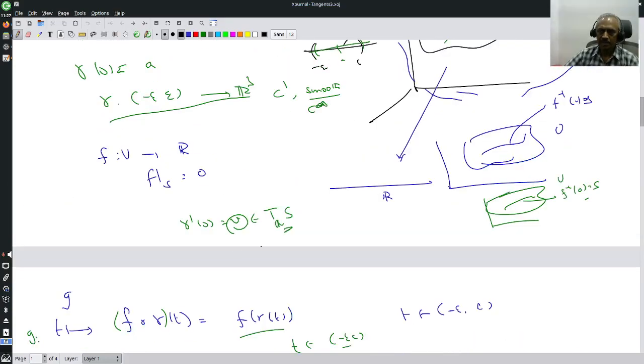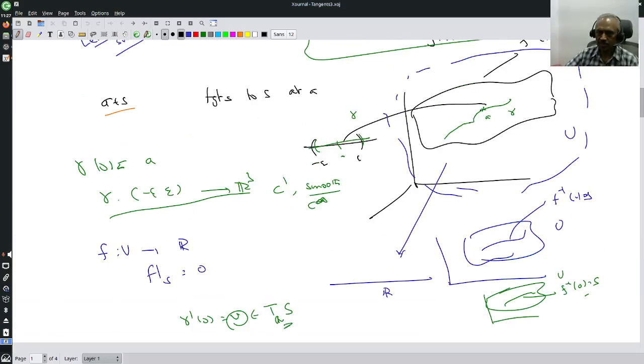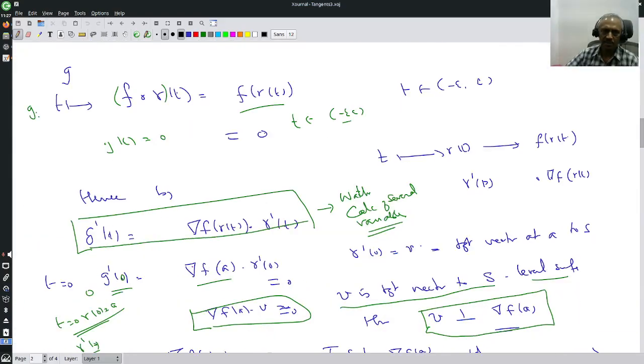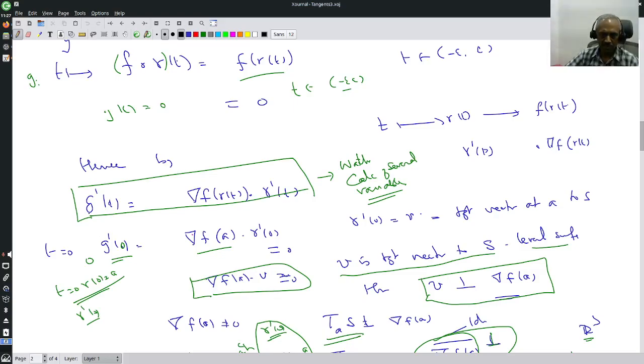Let us look at this: gamma of t lies completely on the surface. Therefore when I compose it with F, which is 0 on the surface, F of gamma of t will be 0 all the time. C is 0 here. Therefore my function g, which is F composite gamma, is 0 for all t. Therefore the derivative of this constant function must be 0. But what is the derivative? The derivative g prime of t is the gradient of F at gamma of t dotted with gamma prime of t.